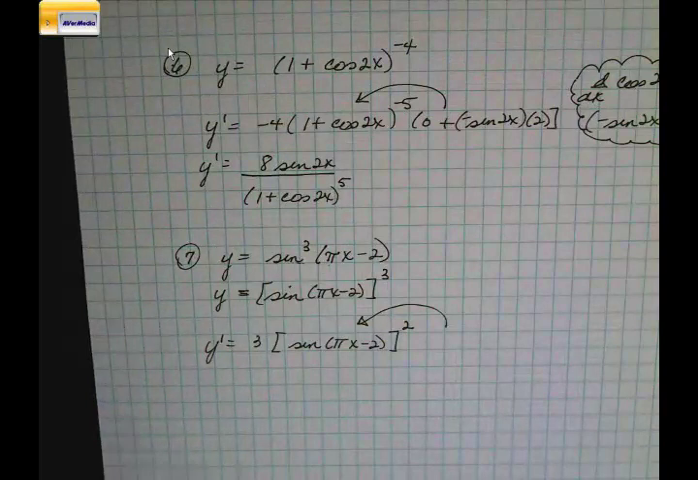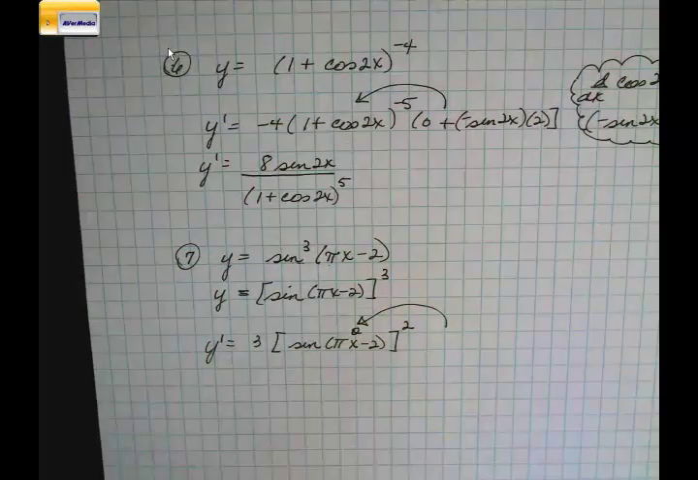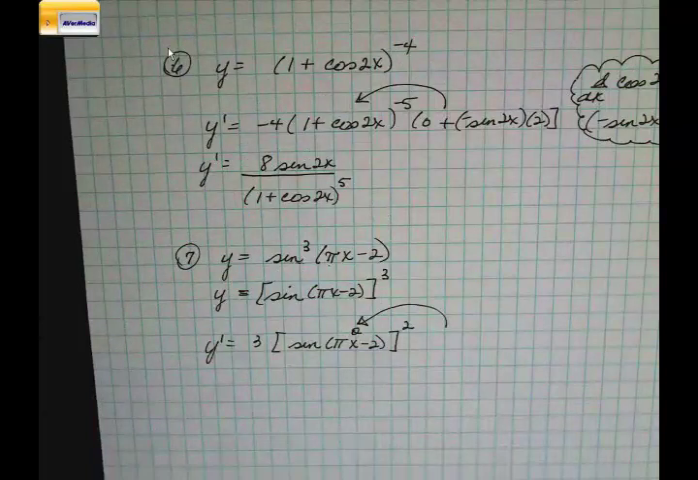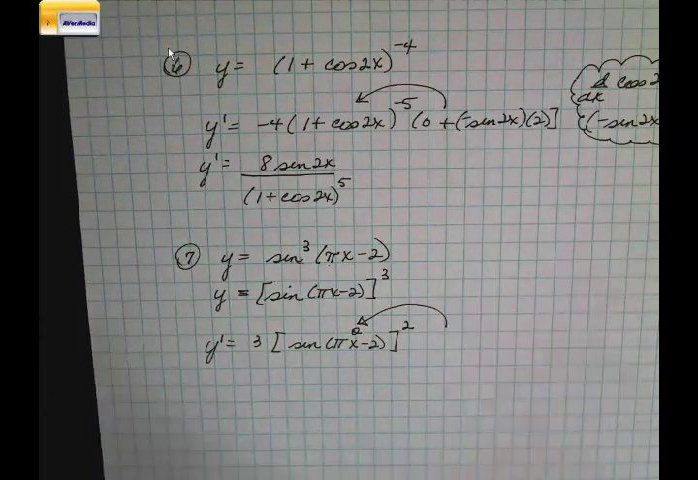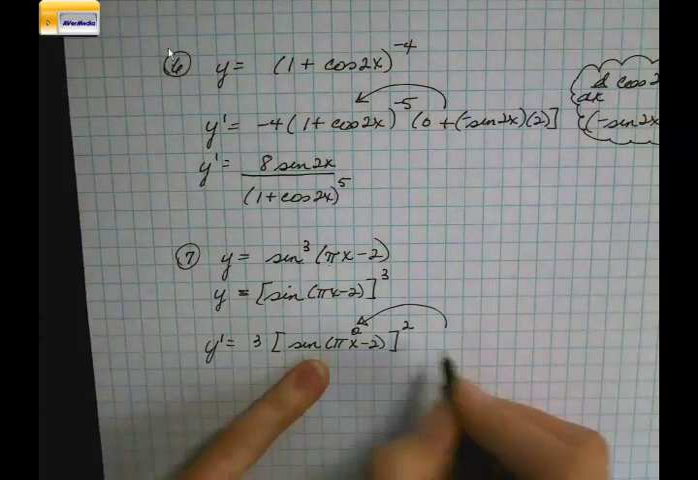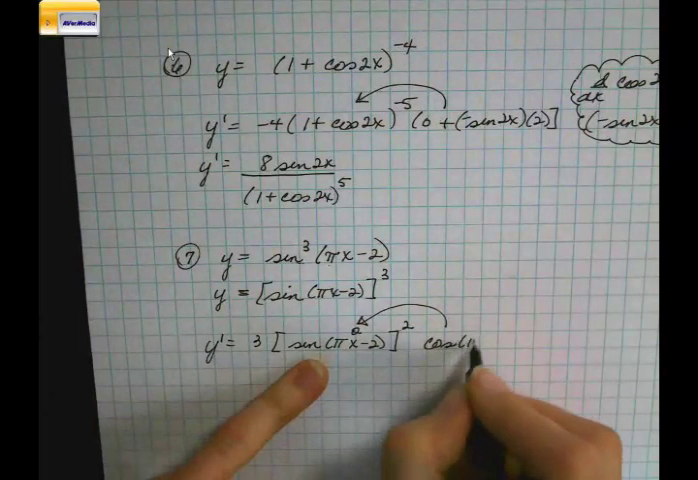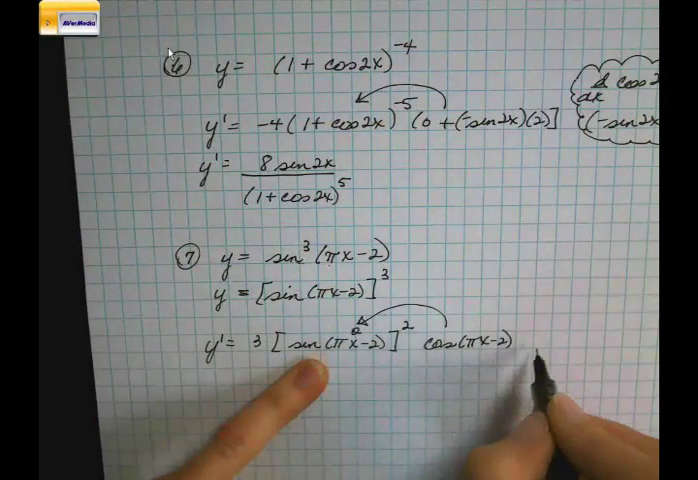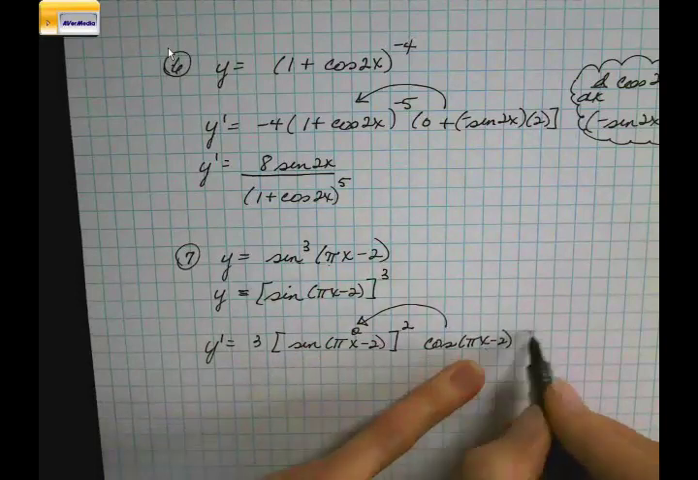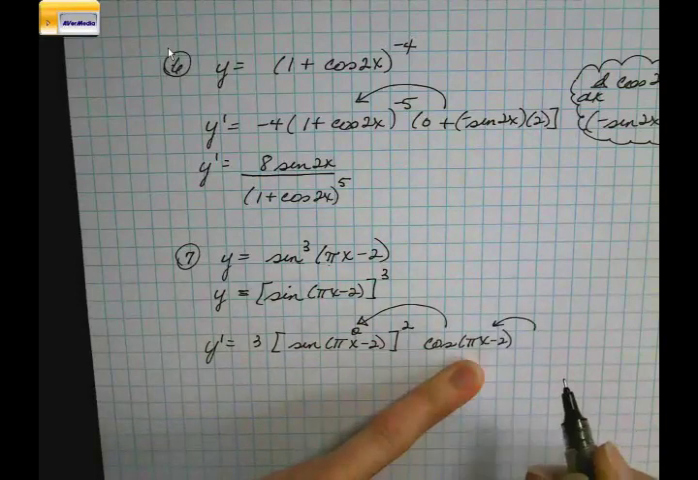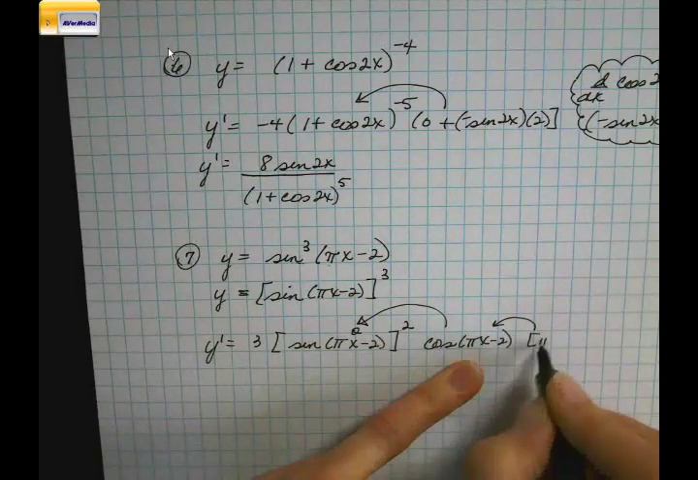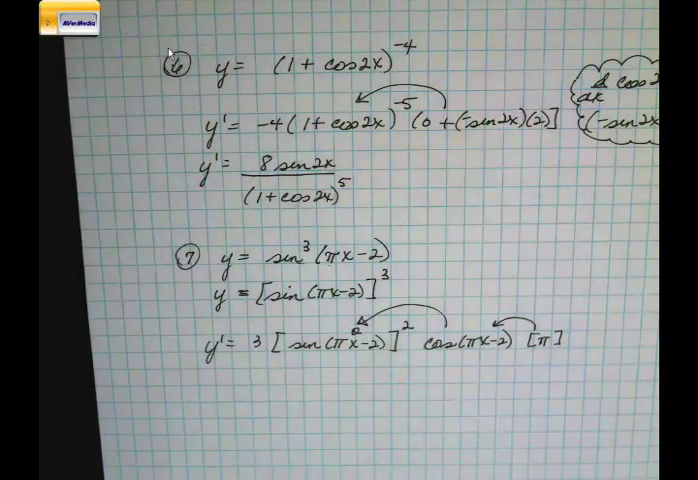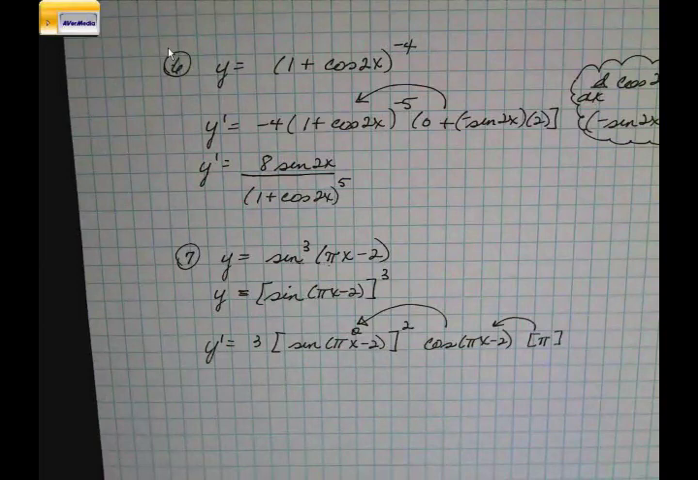The derivative of what's inside those square brackets, as if this is theta, is going to be the derivative of sine theta, which is cosine theta d theta. So you're going to write cosine theta, pi x minus 2, d theta. The derivative of what's in these square brackets is cosine theta, where theta is this pi x minus 2 mess, and then d theta, which is the derivative of what's in these parentheses, which is pi. So it's almost nested chain rules, okay?